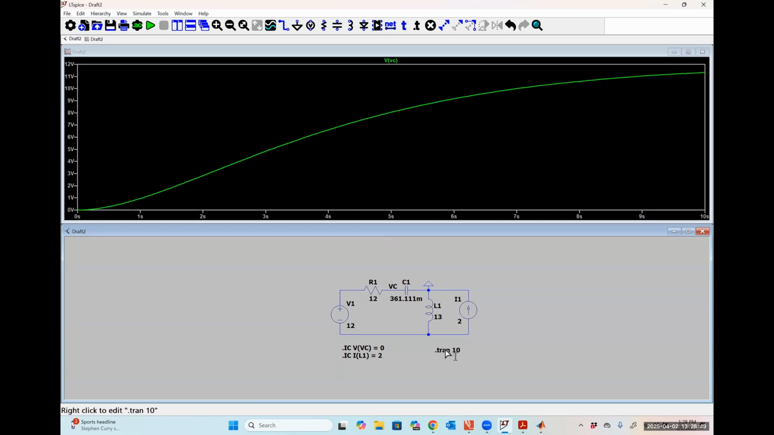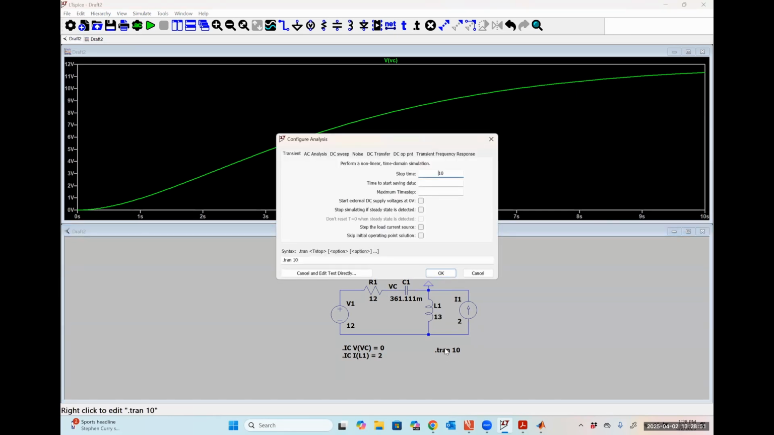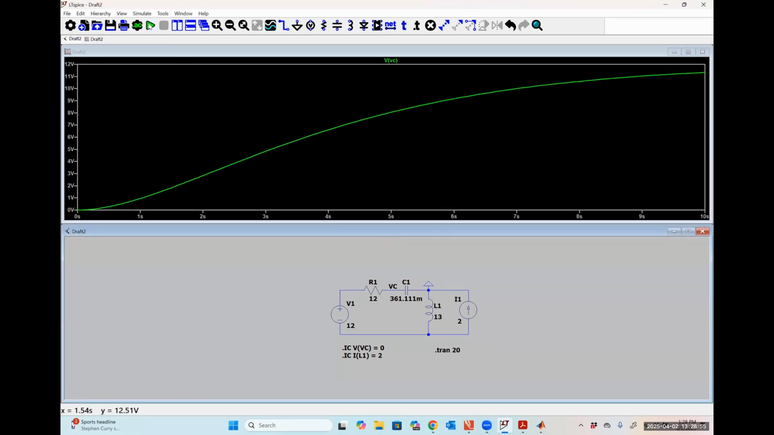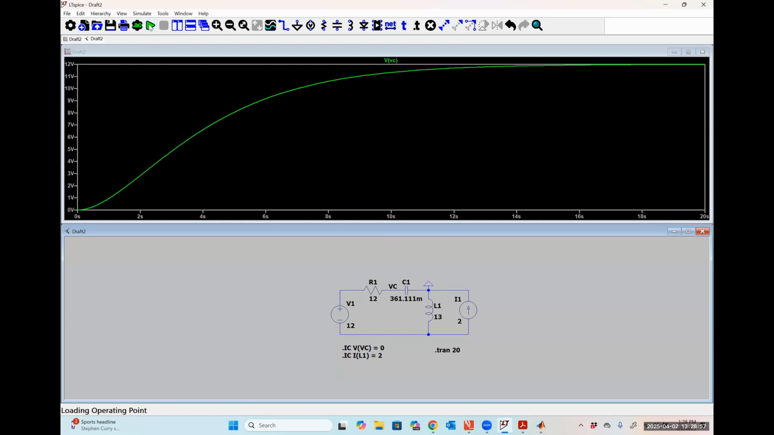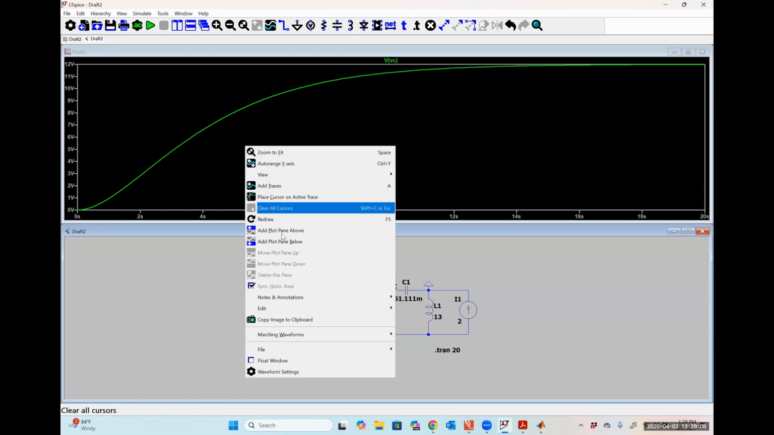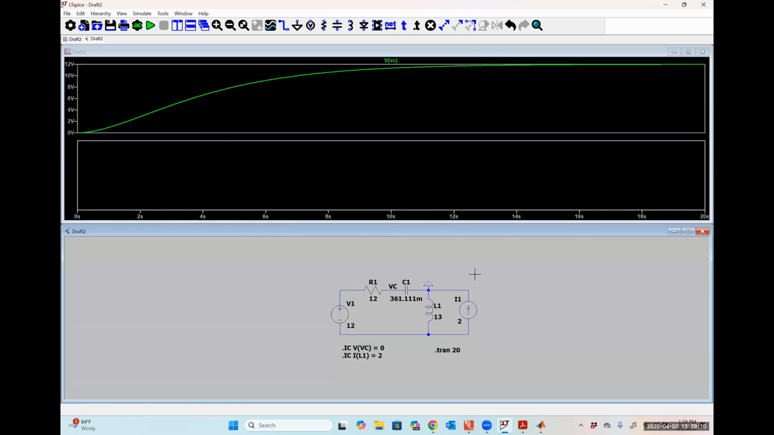So let me just change this, let's say 20 seconds just for heck of it. See if that's long enough for it to settle. Yeah. So looks like it gets to 12 volts in the ballpark between 18 and 19. So 20 seconds seems like a reasonable amount of time. And let me add a second plot plane. And the other thing that we were looking at is the current flowing down through the inductor, right?